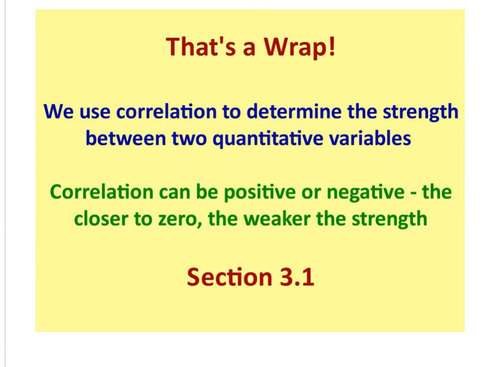So that's a wrap. We use correlation to determine strength between two quantitative variables. Need to be quantitative. You need to have two of them. And correlation is the strength, and it gives direction because it can be positive or negative. The closer to zero, the weaker the strength.